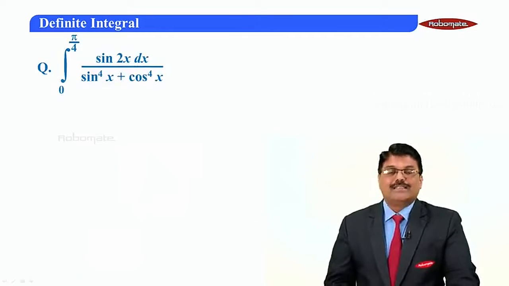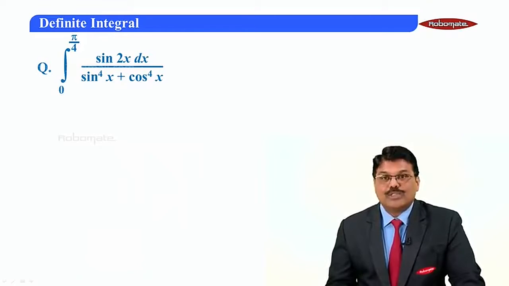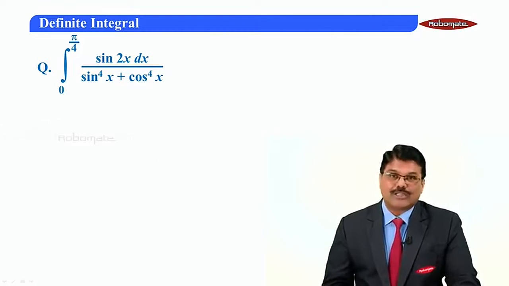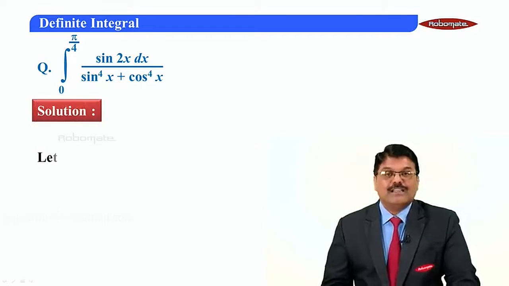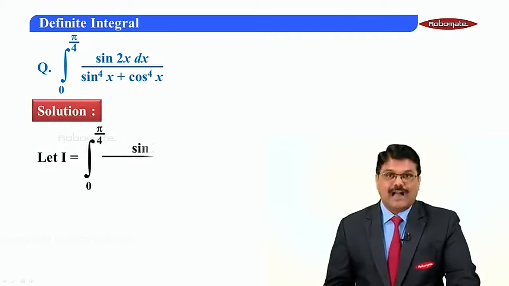Now let's see the next sum. Integration goes from 0 to pi by 4, sin 2x upon (sin x raised to 4 plus cos x raised to 4) with respect to dx. Let us consider the given integral as I.